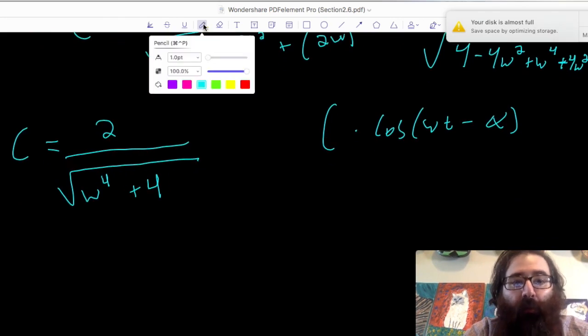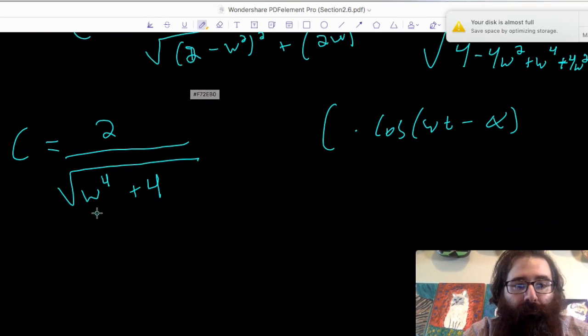I want to point out right away that my denominator is non-zero. Omega to the 4th plus 4 can never be 0, since omega to the 4th is either positive or 0, and plus 4 is then always positive. So it's never 0, and it's never going to be negative, so nothing imaginary.